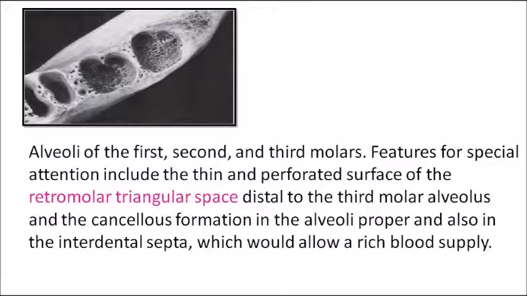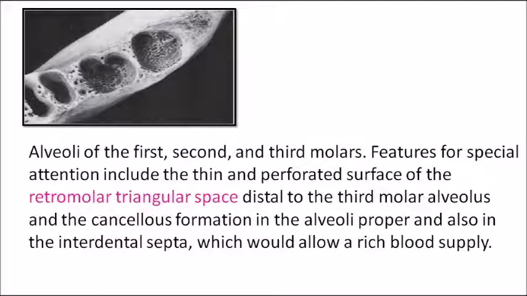This picture is actually taken from Wheeler's textbook of anatomy. Please note this picture. You can see the alveoli of the first, second and third molars. You have to notice the special features: there are thin and perforated surfaces. You can see thin and perforated surfaces in the retromolar triangular space, which is distal to the last molar, that is your third molar. There you can see slight thin perforations.